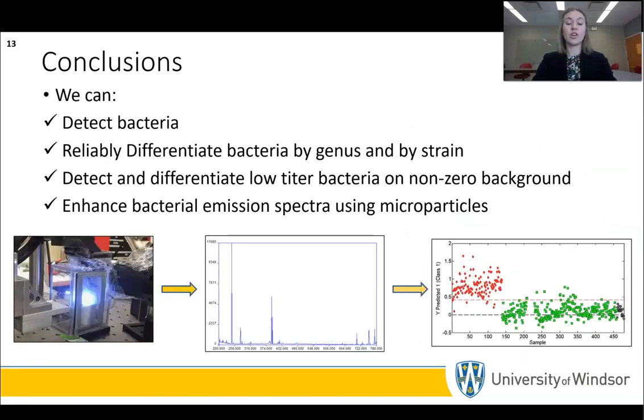In conclusion, our group has shown that LIBS can be used to reliably detect bacteria, discriminate between bacterial species and between strains, and LIBS can also be used with good accuracy to differentiate between low-titer bacteria on a non-zero background. We've also showed that LIBS can be enhanced with silver microparticles.